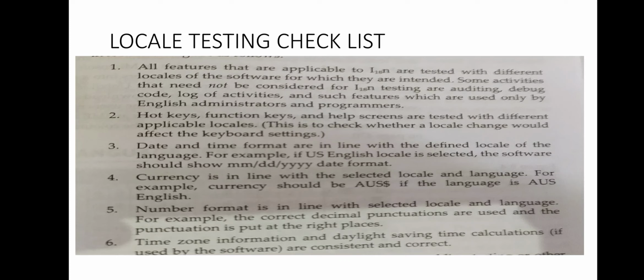Number format is also an important issue. And most important, time zone information and daylight saving time calculations should be consistent and correct. That is also part of the locale testing checklist. Locale testing focuses on testing the conventions for number punctuation, date, time, and currency formats. Basically, why are we doing this? Because through these testings, first internationalization, then enable testing, then locale testing, we validate our internationalization.